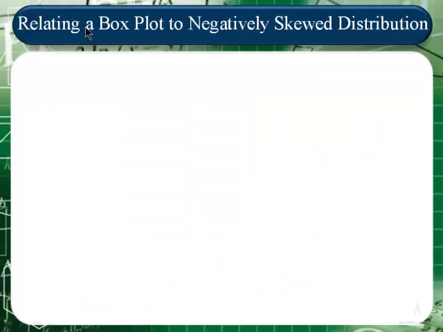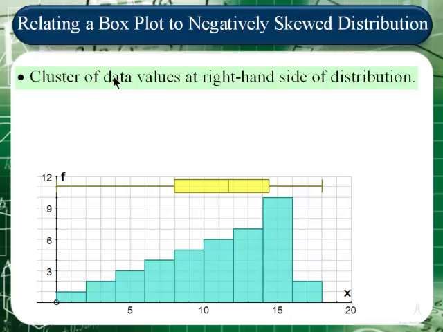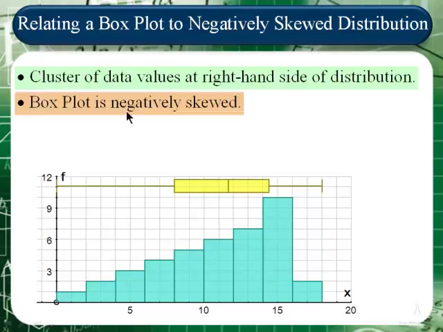Finally, we want to relate a box plot to a negatively skewed distribution. Something like this, where we have quite a few very large numbers. Now there is a cluster of data values at the right hand side of the distribution. So in other words, quite a few very large values. The box plot is negatively skewed, so it tails off towards the left. Again, I challenge you to simply go and draw on top of this a frequency polygon.